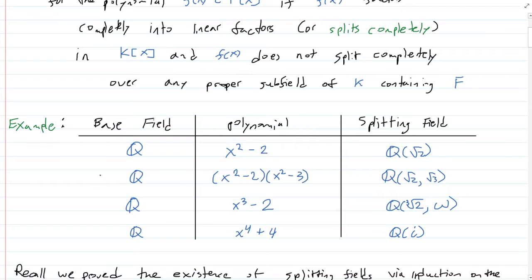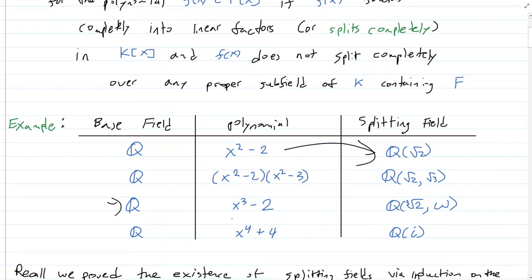All right, second example: Q is the base field, and our polynomial is a product of two quadratics, x squared minus 2 and x squared minus 3. The splitting field is Q adjoin square root of 2 adjoin square root of 3. Again, in this new splitting field, you can write this as x minus square root of 2, x plus square root of 2, x minus square root of 3, x plus square root of 3, and all of those terms are linear factors. So splitting field means your polynomial has all of its roots in this field.